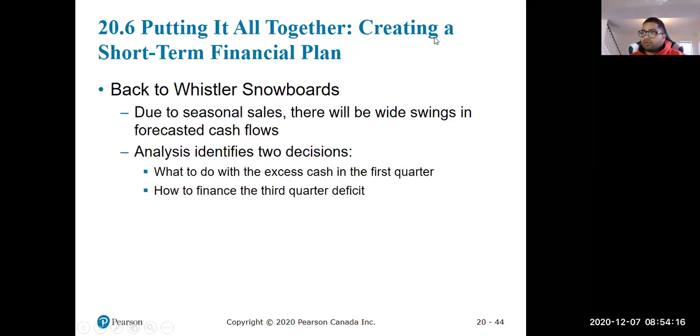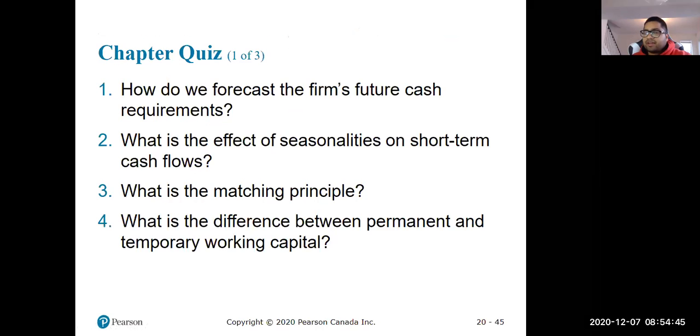So, putting it all together. Bottom line, forecast your cash outflows, forecast your cash inflows. If you have a surplus, we invest it. If we have a deficit, we finance it. Due to seasonal sales, there will be wide swings in forecasted cash flows. The analysis identifies two decisions: what to do with excess cash if you have it, and what to do in terms of financing if you have a deficit.